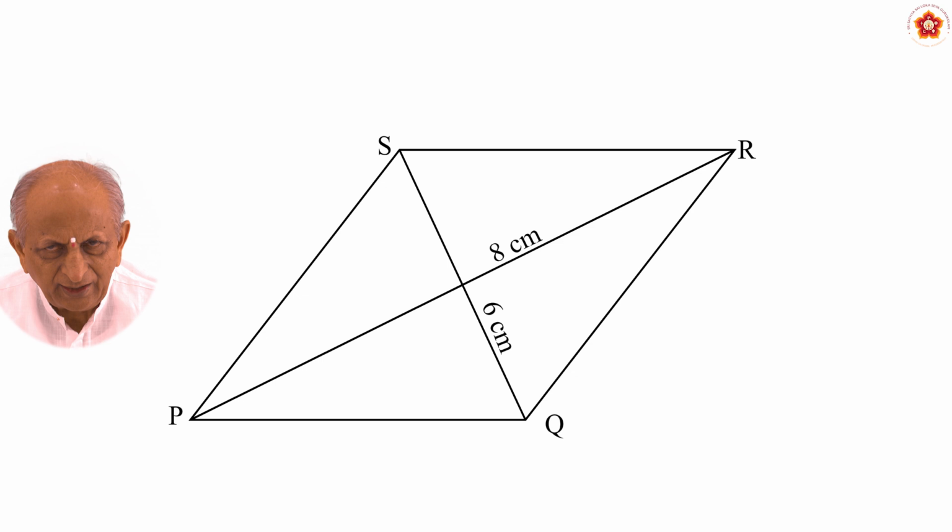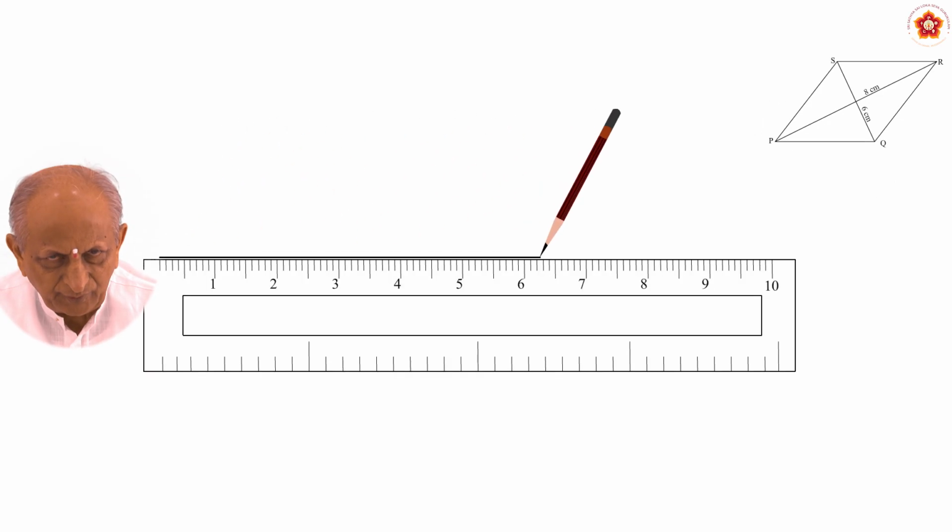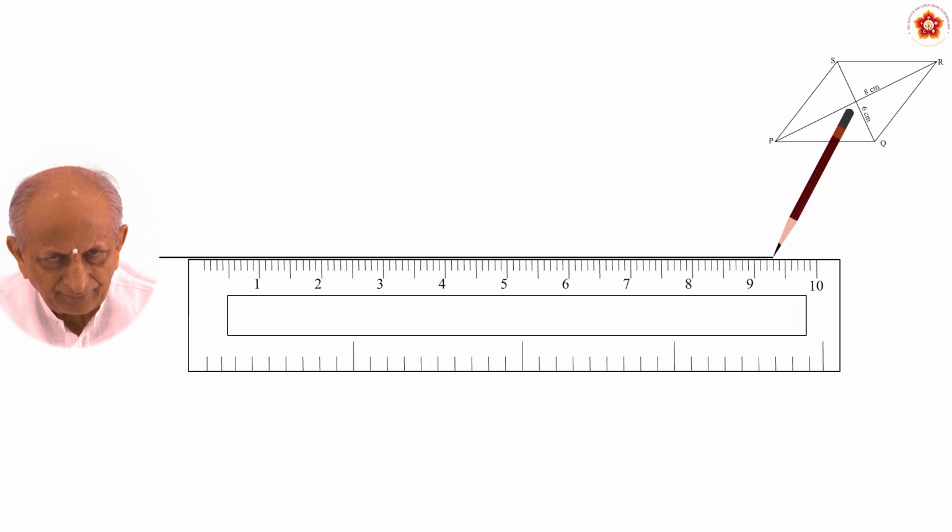Now draw the diagonals, namely PR and QS. The diagonals are given; PR should be more than QS. How much is the length of PR? 8 centimeters. What is the length of QS? 6 centimeters. What is the property of diagonals? Very important. That we will see afterwards. After making the construction, we will find the property.